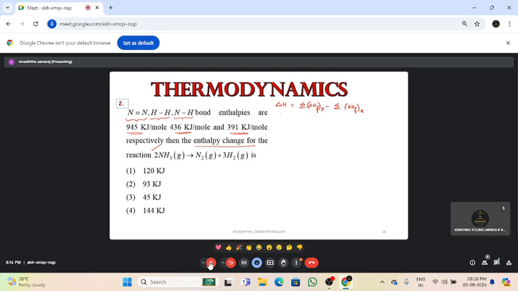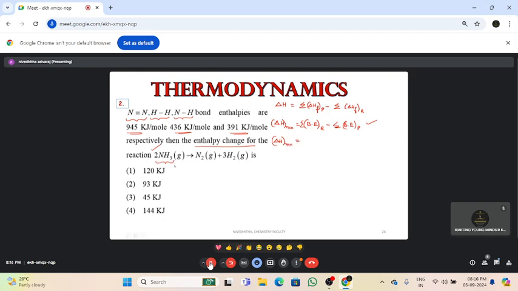We have another formula to calculate enthalpy of the reaction. So enthalpy of the reaction is equal to the summation of bond enthalpies of the reactants minus the summation of bond enthalpies of the products. So this is the formula, right? Here we are provided with bond enthalpies, so we can use this formula. So enthalpy of the reaction is equal to, here what is the reactant?